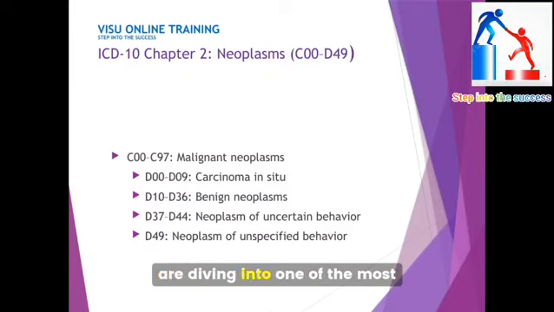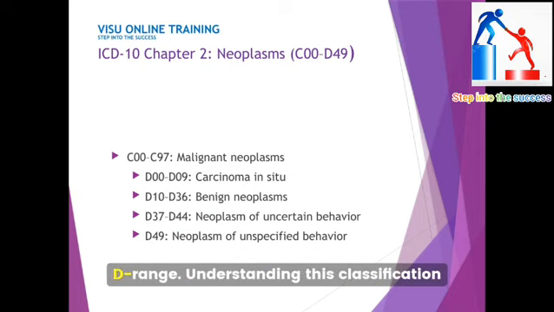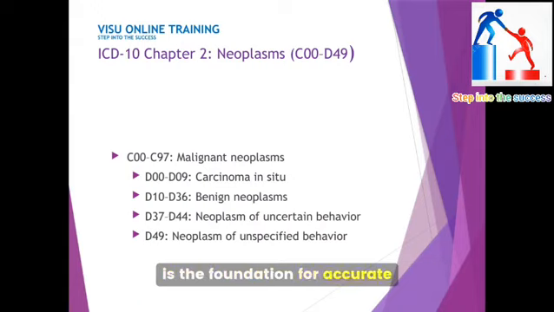Today, we are diving into one of the most critical chapters of ICD-10-CM coding, Chapter 2, which covers neoplasms within the code range C00 to D49. We will explore how these codes are structured, starting from malignant neoplasms in the C range to various types of benign and uncertain behaviors in the D range. Understanding this classification is the foundation for accurate medical coding in oncology.